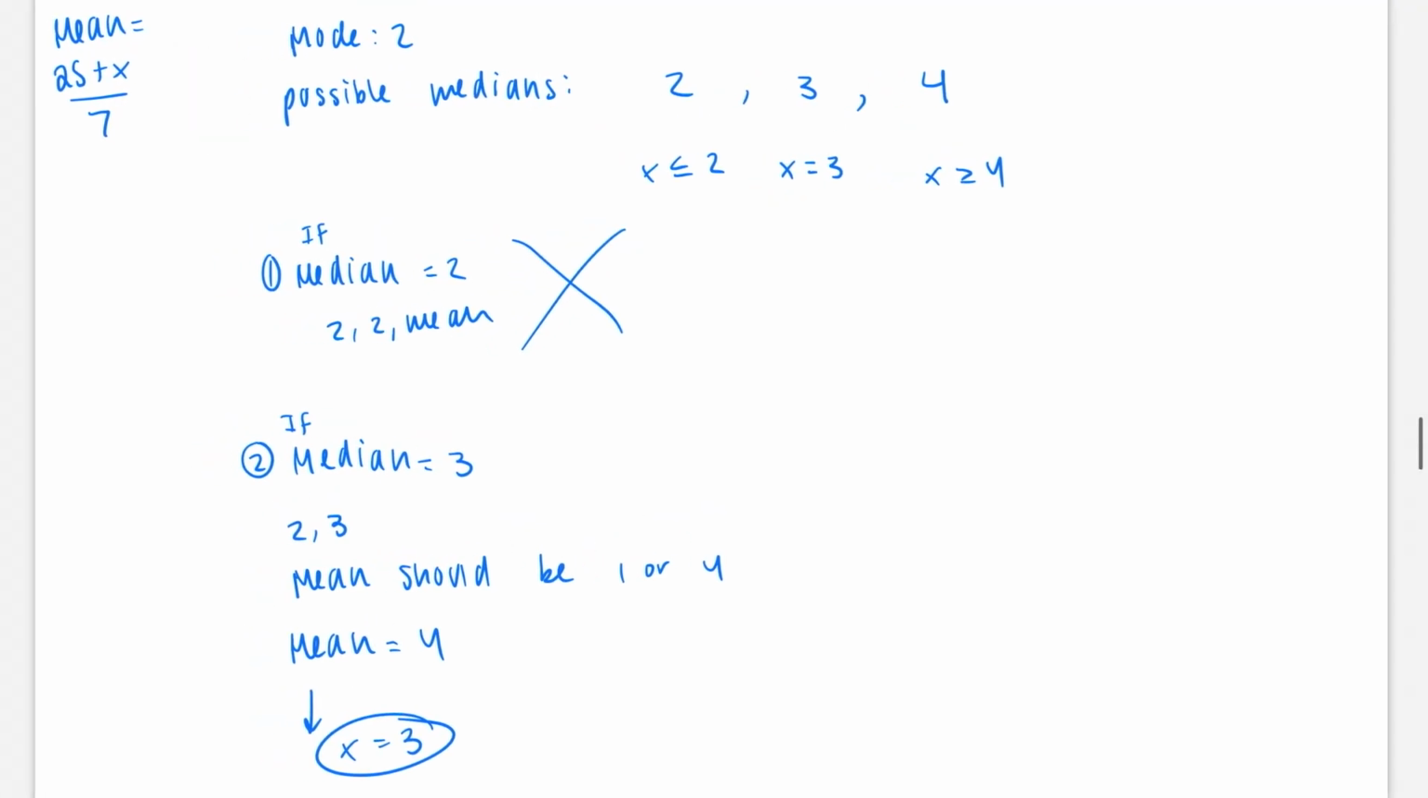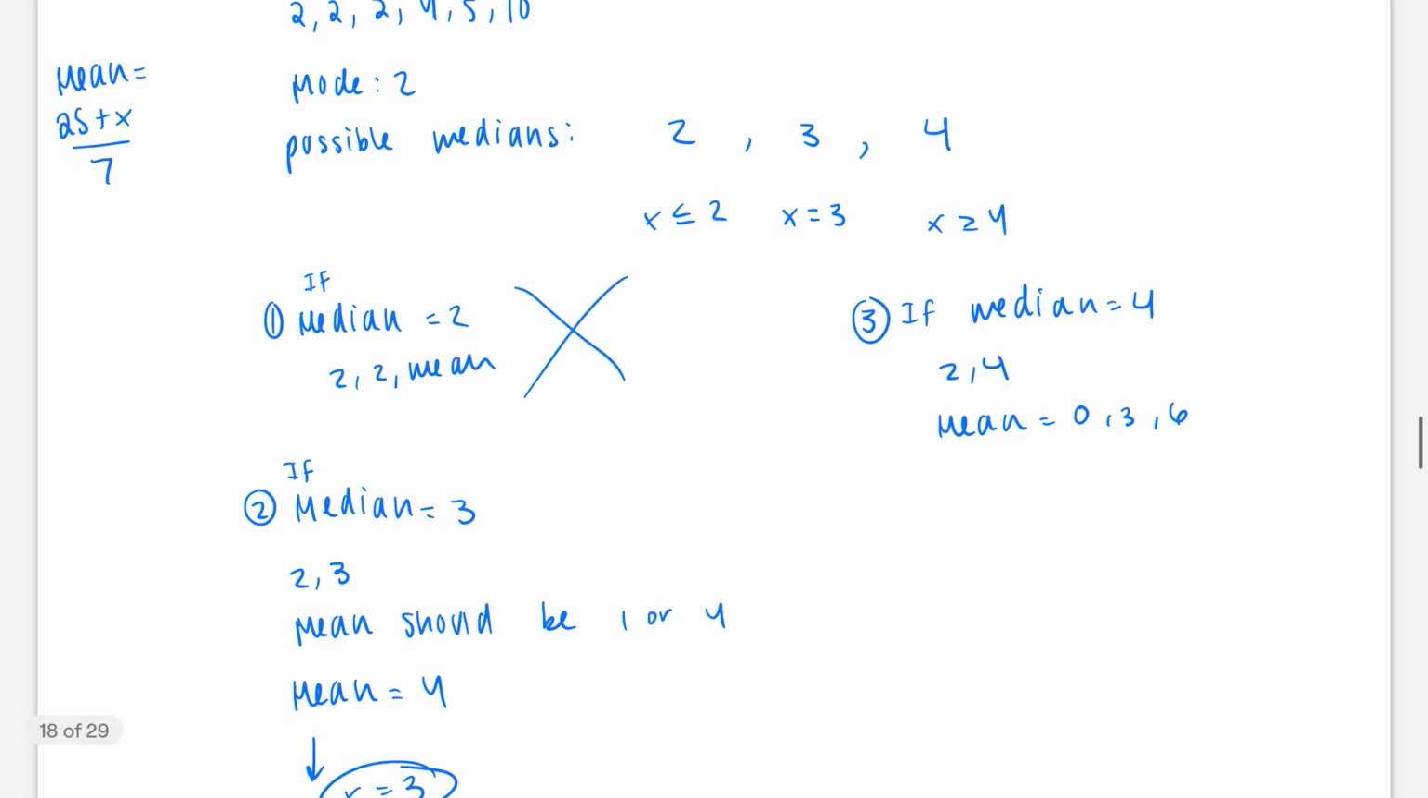Our final case is if the median equals 4. In that case, we have a mode of 2, a median of 4. So the mean has to equal 0, 3, or 6 in order for us to have an arithmetic progression. So we can go ahead and set (25 plus x) over 7 to equal 0, to equal 3, and to equal 6, and see what values of x we get.